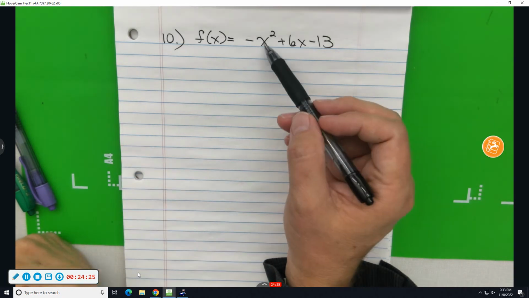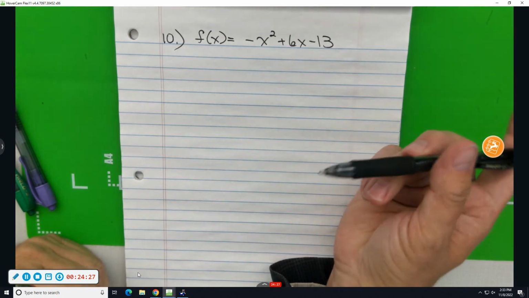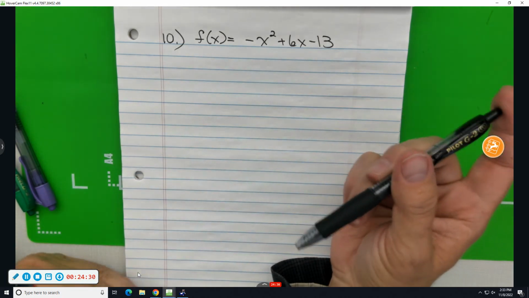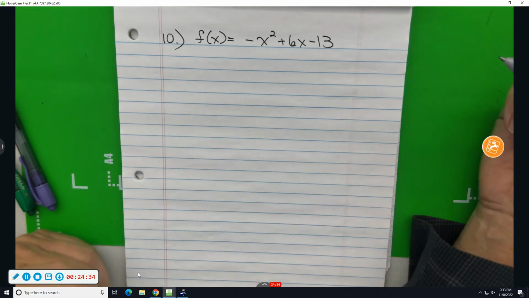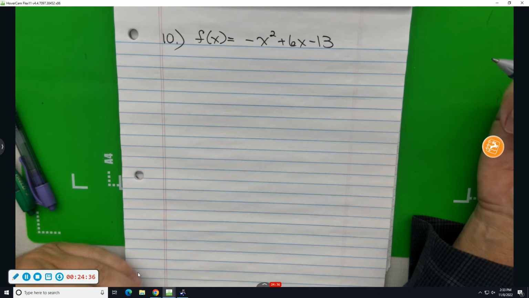I see that this is quadratic. Notice that x squared. That means the graph is going to be a parabola. Look at the leading coefficient. Is this parabola going to be opening upward or downward?